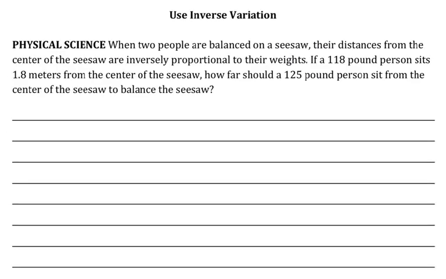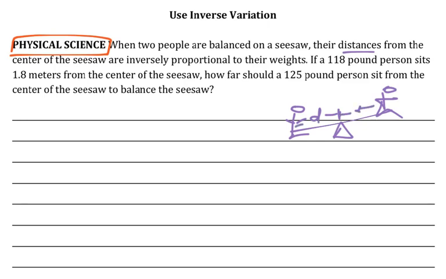So now we're told to use inverse variation, so we're just going to be applying this to real-world problems. So with physical science, we have two people balanced on a seesaw. Their distances from the center of the seesaw are inversely proportional to their weights. So if I'm going to sketch this, here's person 1, person 2, and what they're saying is that their distances from the center of the seesaw are inversely proportional to their weights.